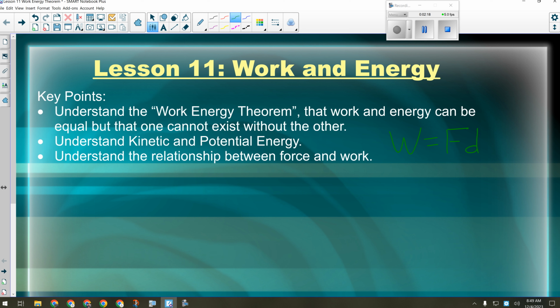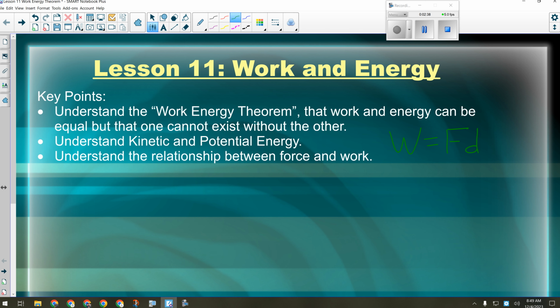Is that ringing a bell from the other day? I know it's a long time ago now. So if I want to change the mechanical energy of an object, either the potential energy or the kinetic energy, then I have to do work. I have to exert a force through a distance.